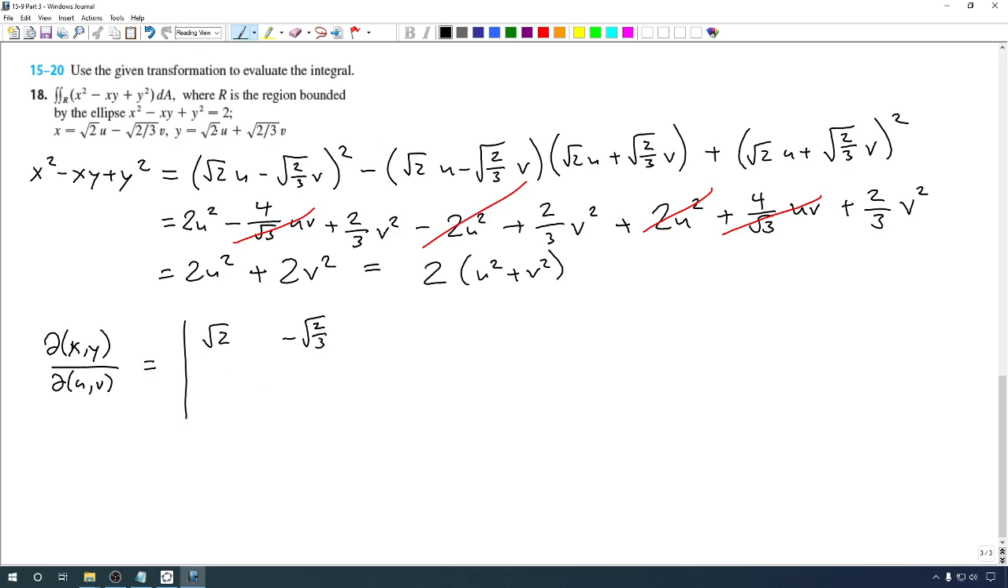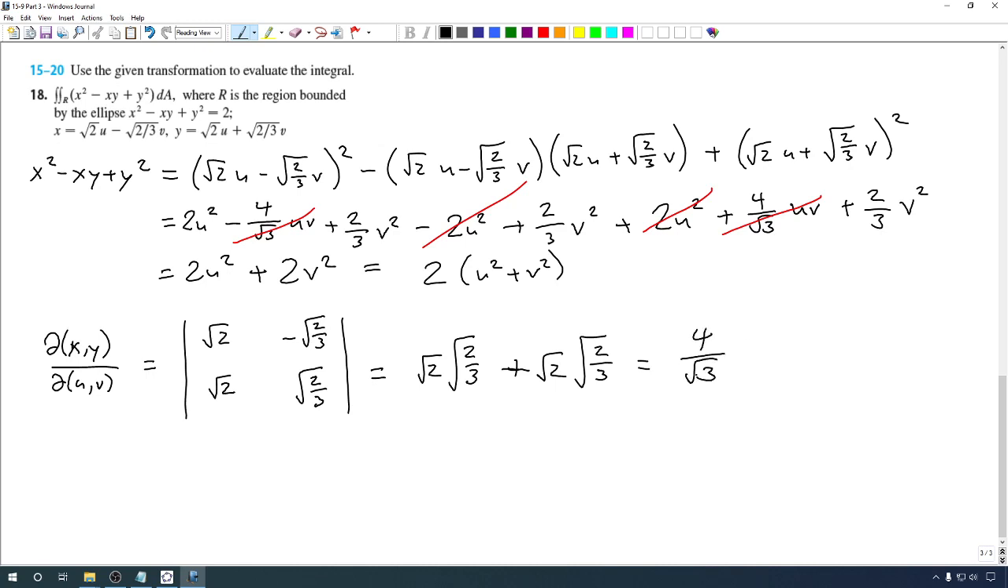Derivative of y with respect to u is square root of 2. Derivative of y with respect to v is square root of 2/3. When we cross multiply, essentially, square root of 2 times square root of 2/3 minus a negative, so plus square root of 2 times square root of 2/3. So 2 copies of the same thing. The square root of 2 and the square root of 2 on top here becomes a 2. So 2 copies of that 2, so 4 over square root 3.